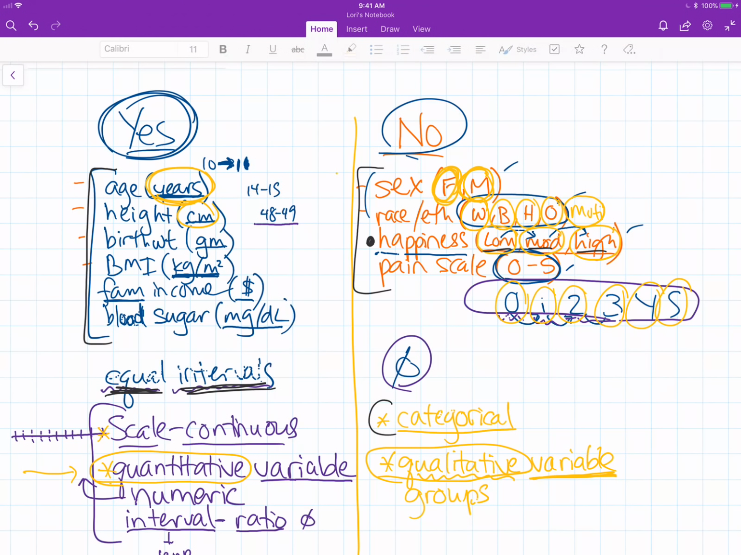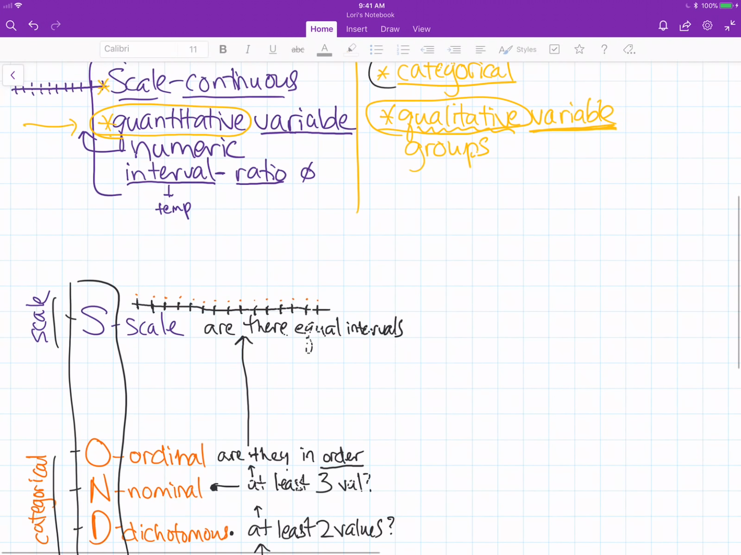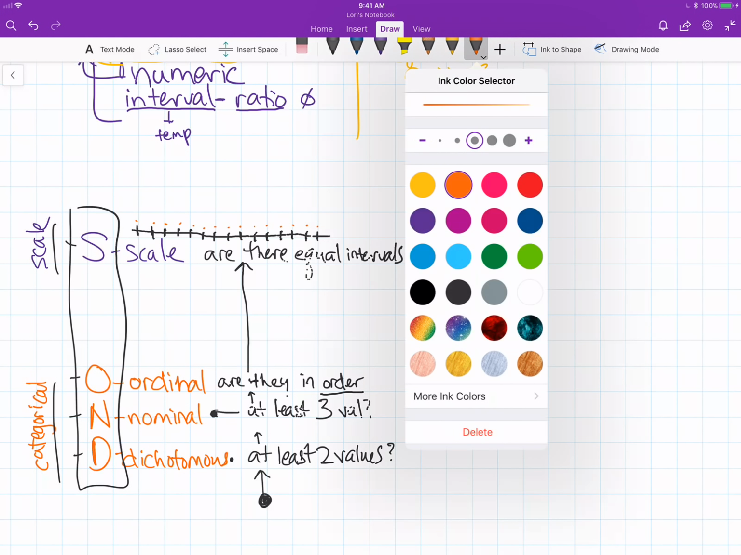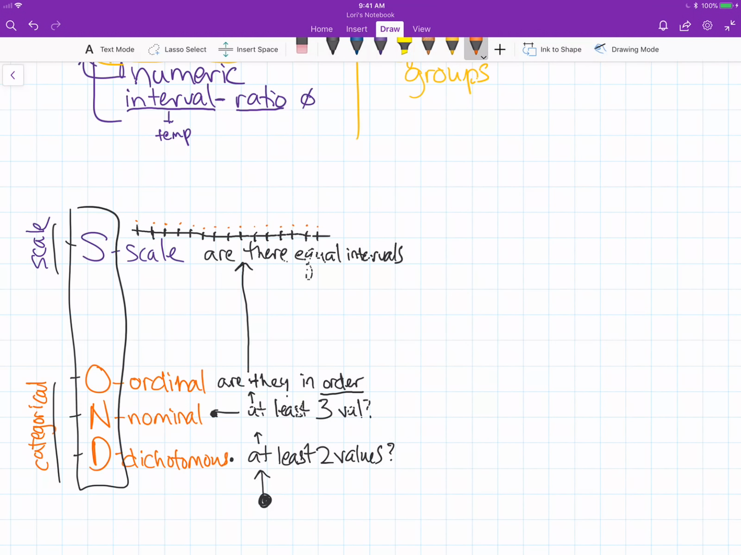And so then I go down here to my way of thinking. And so I start at the bottom, and I say to myself, are there at least two values? And I say, yeah, there's 1, 2, and 3. There's at least two. So then I move on to the next thing. Are there at least three values? Yes, there are at least three values. Next, I say, are they in order?